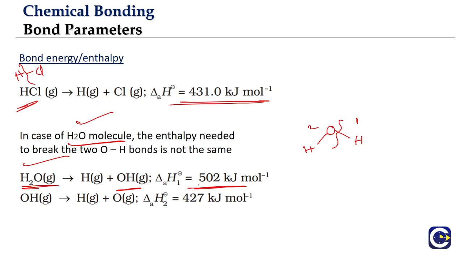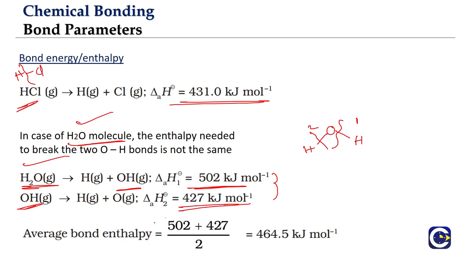For this, what is the bond enthalpy? 502 kilojoule per mole. When you break that second bond, that OH will be broken into hydrogen and oxygen. We get completely gaseous atoms. For the second bond, what is the energy required? It is 427 kilojoule per mole. So in these kinds of cases, when the molecule has multiple bonds, like in water with two oxygen hydrogen bonds, we will generally talk in terms of the average bond enthalpy.